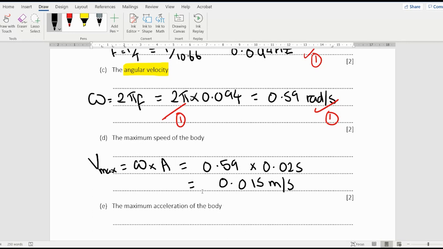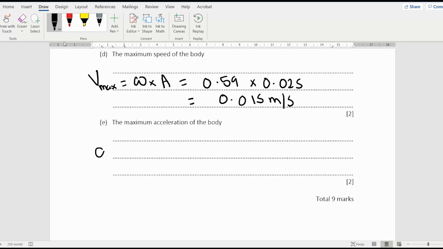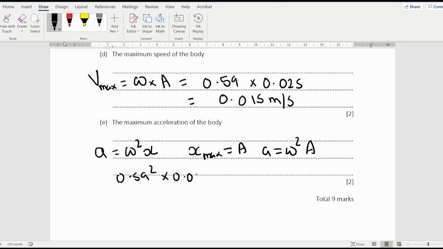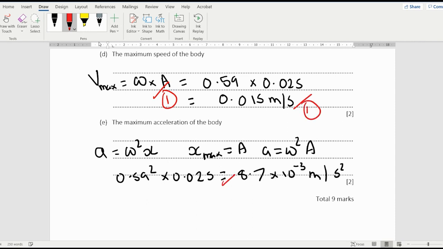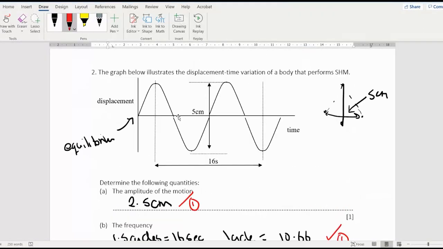Okay. And lastly, the maximum acceleration of the body. So A max, or acceleration, equals omega squared times the displacement. And that comes back to our idea that it's proportional. And then the maximum displacement you get, of course, is the amplitude. So the acceleration is omega squared A. So I'm going to have 0.59 squared times 0.025, so times 0.59 again, and I end up with 8.7 times 10 to the minus 3 meters per second squared. And again, these are all worth 2 marks. There's one for the formulae and one for the answer, one for the formulae and one for the answer. Okay, so again, these are quite nice, simple SHM questions, just using the formula and just getting your head around them.